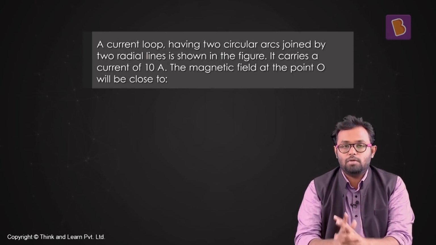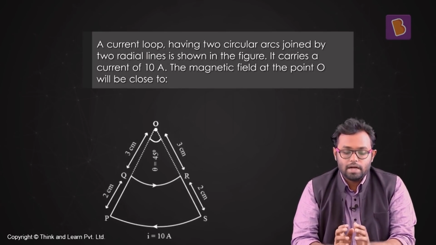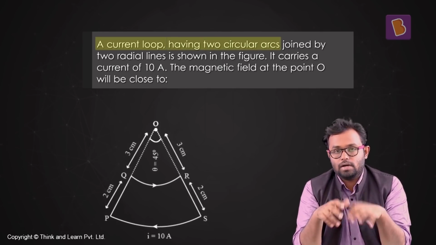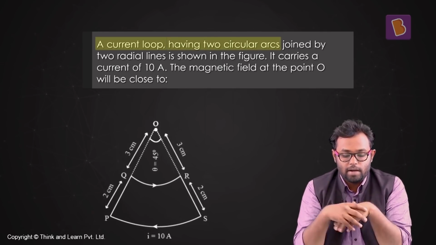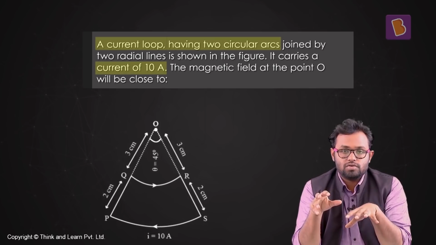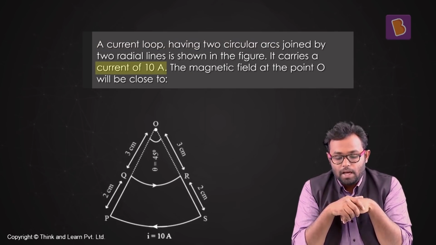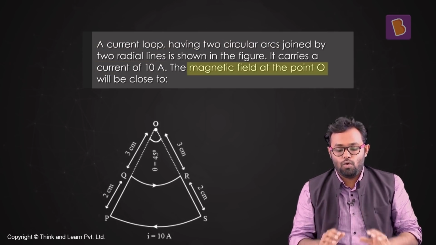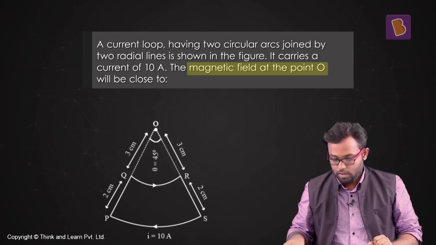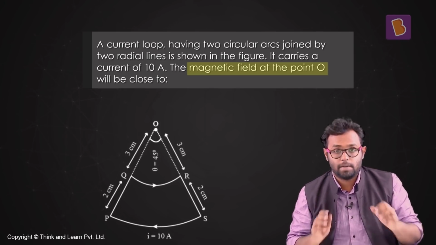So here I have a problem in front of me. A current loop having 2 circular arcs. You've got a diagram, you can see that, and the current which is given is 10 amperes, and we have to find the magnetic field at the point O. What will it be close to? So we have to find an approximate answer.